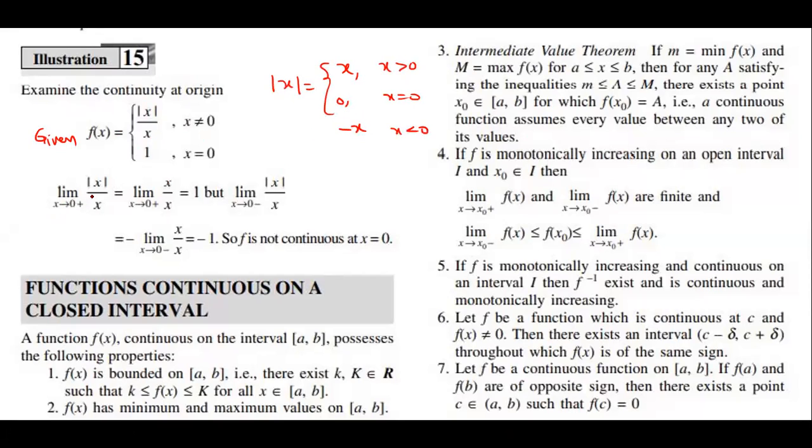So limit x tends to 0 plus, mod x by x is how much? 1. Limit x tends to 0 minus, x is cancelled, minus 1. Then what you are observing, dear students? So f is not continuous at x is equal to 0. Why? See, the left hand limit and right hand limit both are existing, but not equal. Conclusion, f is not continuous at x is equal to 0.